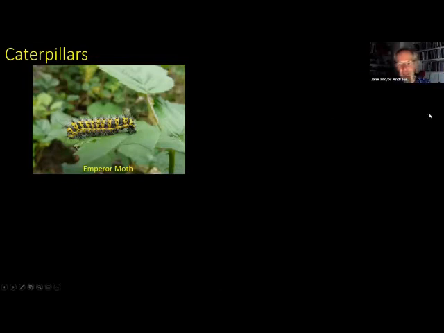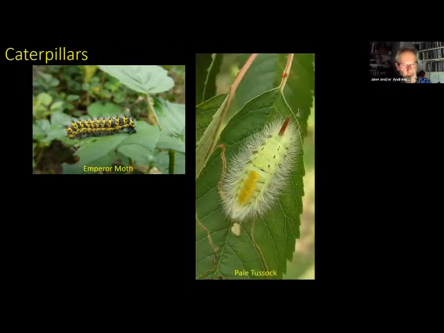Many caterpillars, like the butterfly caterpillars, hide away during the day and only come out at night, but there are some which you can find. This is a fairly late stage emperor moth, quite impressive, just like the adult. The pale tussock we saw earlier, often feeding on fruit tree leaves.